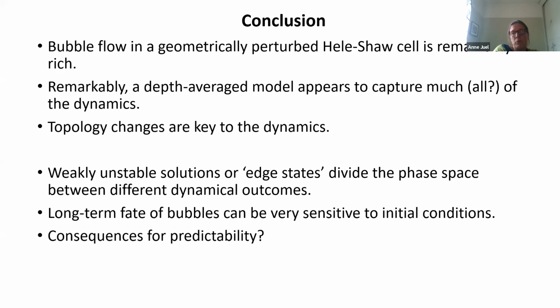In this system, the topology changes are clearly key to the dynamics. And we find that weakly unstable solutions or edge states divide the phase space between different dynamical outcomes, and that the long-term fate of the bubbles can be very sensitive to initial conditions. So that has some fundamental consequences for predictability in the system.